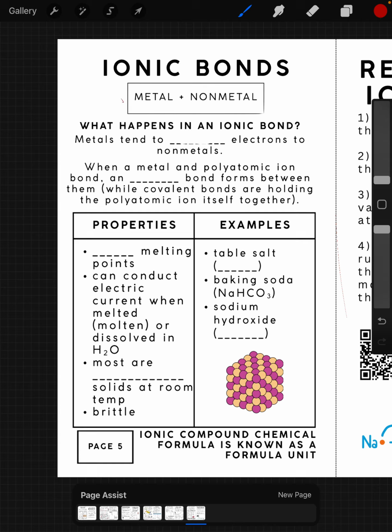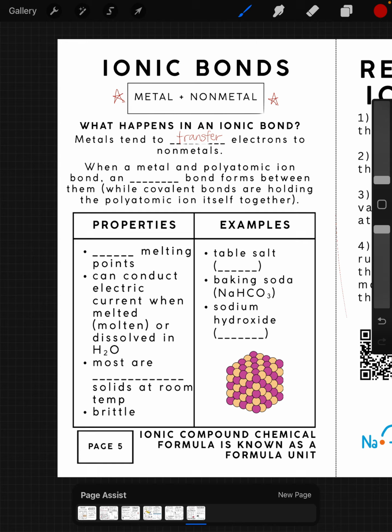A general rule of thumb that you can follow is that when a metal and a non-metal come together, they form an ionic bond. So what happens in an ionic bond? Essentially, metals tend to transfer electrons to nonmetals. We will get into representations, visualizing it, that will help you to understand this more.